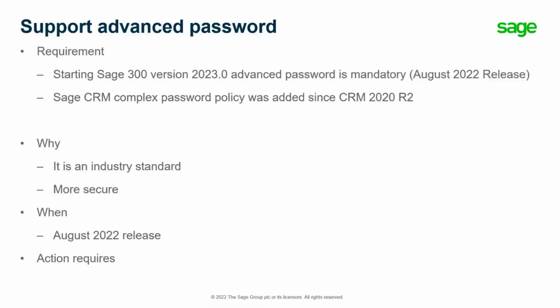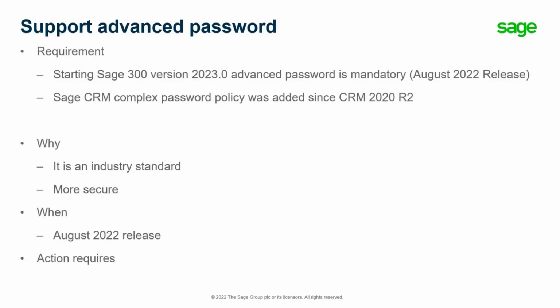So in Sage 300 2023, which will be released this August, starting with this release, we will be looking at having advanced passwords as mandatory. This is one of the reasons why Sage 300 CRM integration needs to support advanced passwords. Advanced password is similar to Sage CRM's complex passwords. And as you know, advanced or complex passwords are an industry standard and more secure, especially for web screens.